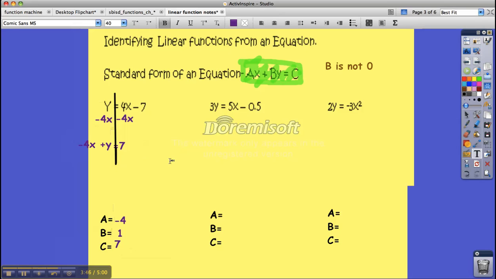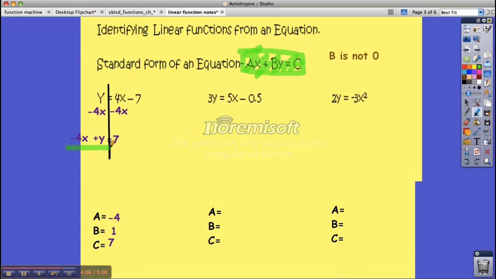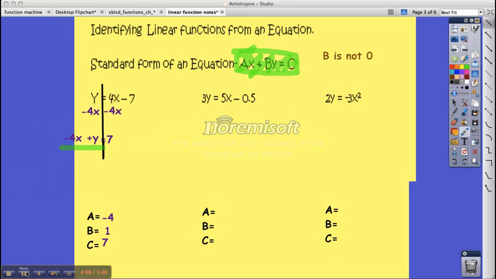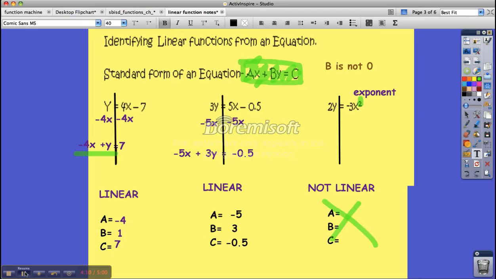So I know that was fast, but I wanted to make sure you got some examples so you could start to think about it. So I'm going to have you pause the video and try to set both of these two equations up in standard form. So ax plus by equals c, and then tell me whether they are linear or not. Remember, if you can get them in this form, ax plus by equals c, then it is linear. So pause the video right now.